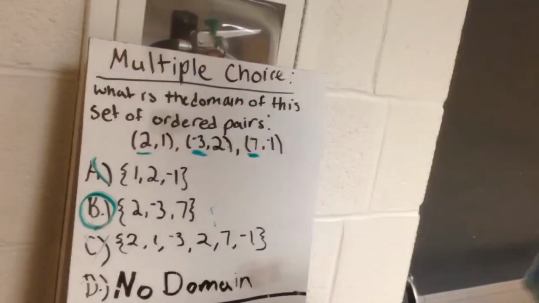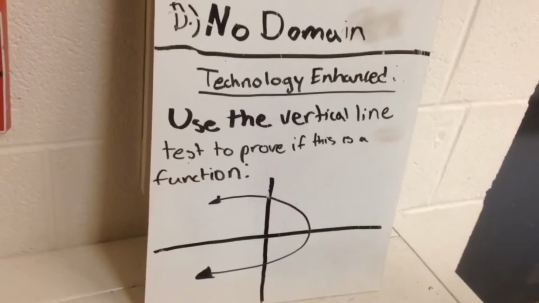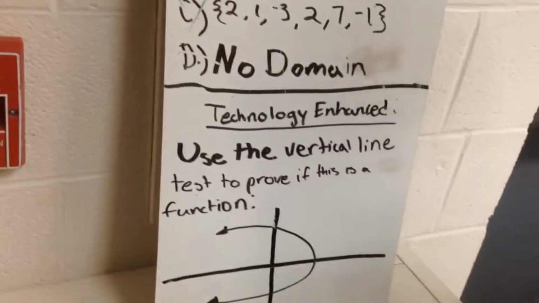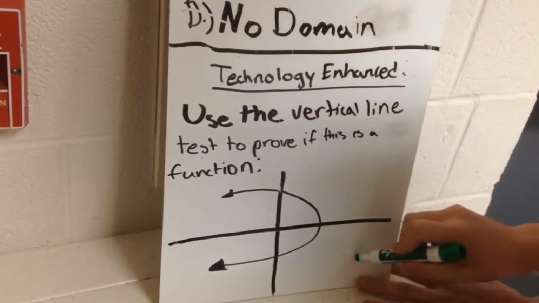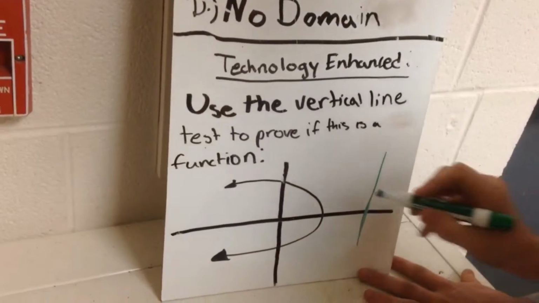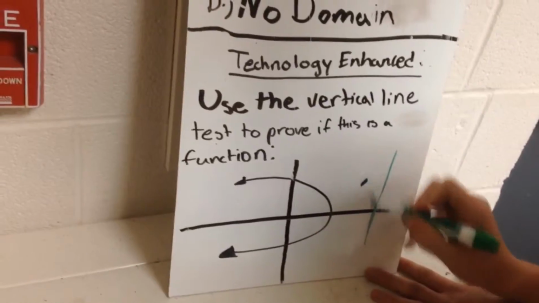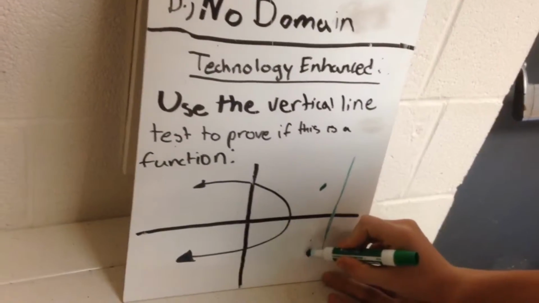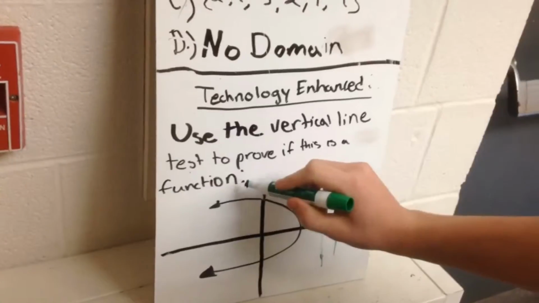Alright, let's go to the technology enhanced question. It says, use the vertical line test to prove if this is a function. Now, the vertical line test is a test to find if something is a function, if something has repeating x values. So what we do is just draw a vertical line, seeing if any of the x values repeat. So if there was like (-5, 2) and then (-5, -2), it would be right here, and then the vertical line test would say that's not a function. So let's just draw a straight line through this one.